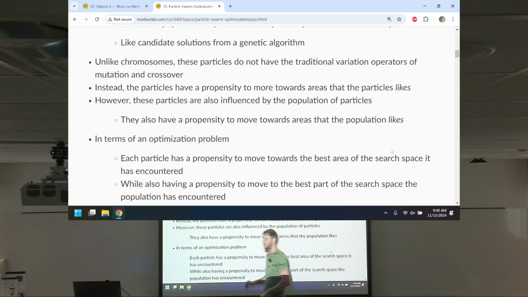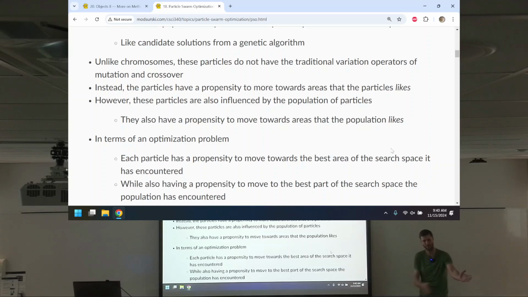You'll see what I mean as we get there. They have a propensity. Each particle has a desire to move. Each particle has a velocity, okay? It's moving through this high-dimensional space. And the example we're going to be talking about is going to be a two-dimensional space. Think of it like I'm moving through this two-dimensional space.